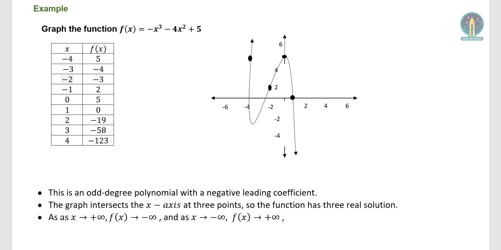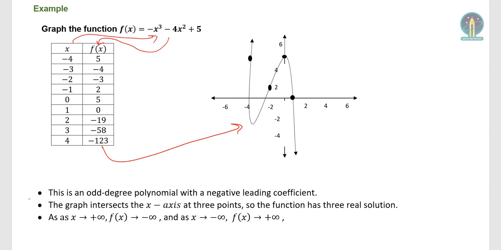Then you take all these values of x and plug them into this function, and you get all these values of f of x. So at minus 4 for x, the function value is 5, etc. At minus 3 for x, the function value is minus 4, etc. And then we plot the table of values on the coordinate plane.